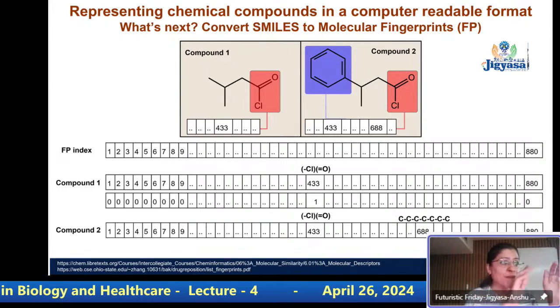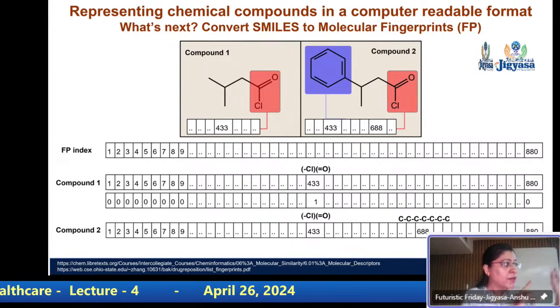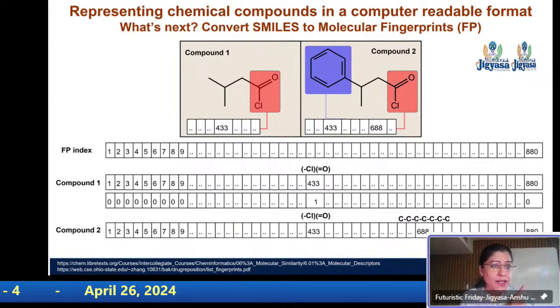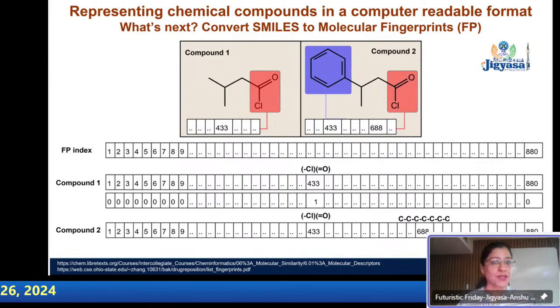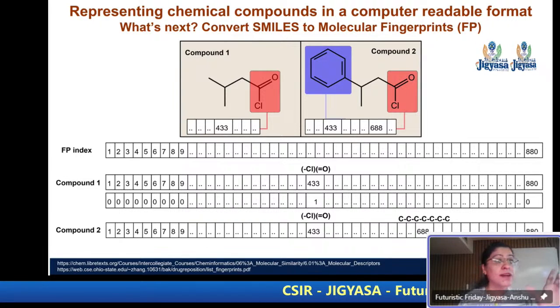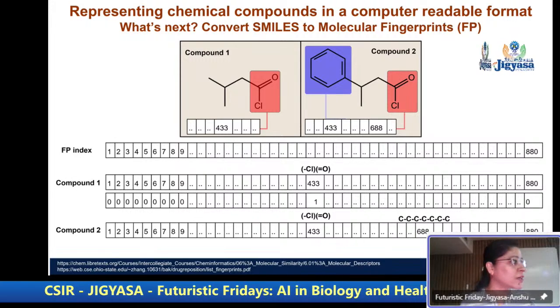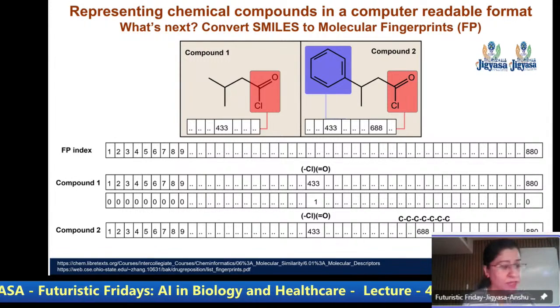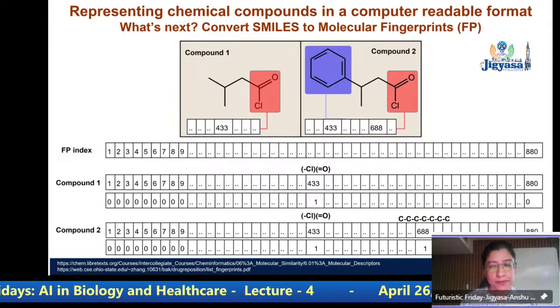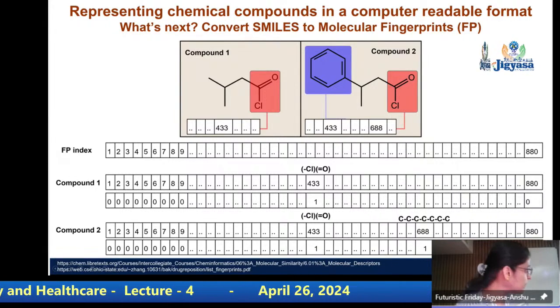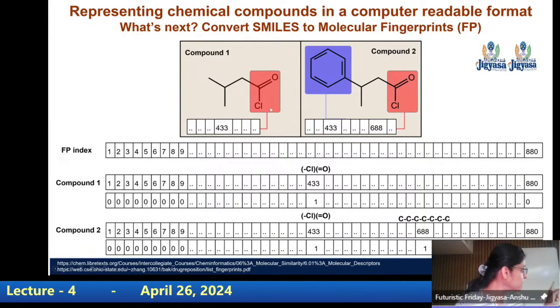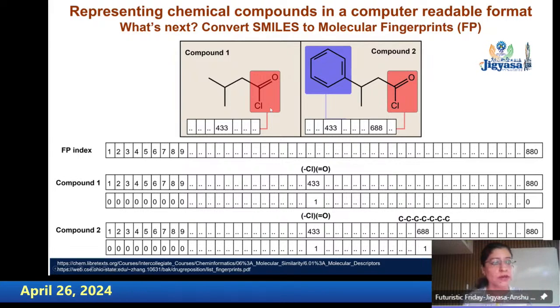So now imagine you went from a 2D structure to a single string to a number that you wanted. So now you are able to represent your chemical compounds as numbers. Now you can do machine learning. Okay. Let us look at an example. So now you know this is 1 and 1. And now you see here it has 433. There is only a single one. Good. All right.